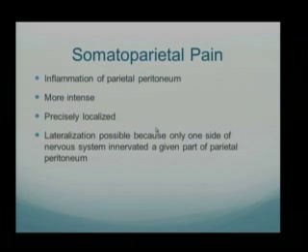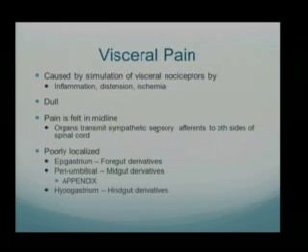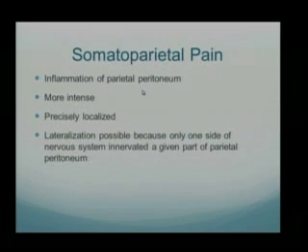So again, classic example is your appendix. You start out with the visceral pain, which is periumbilical, caused by the distension of the organ itself, the appendix, and then once the inflammation extends to the parietal peritoneum, that's when the pain moves to the right lower quadrant. So that's a pretty classic example.